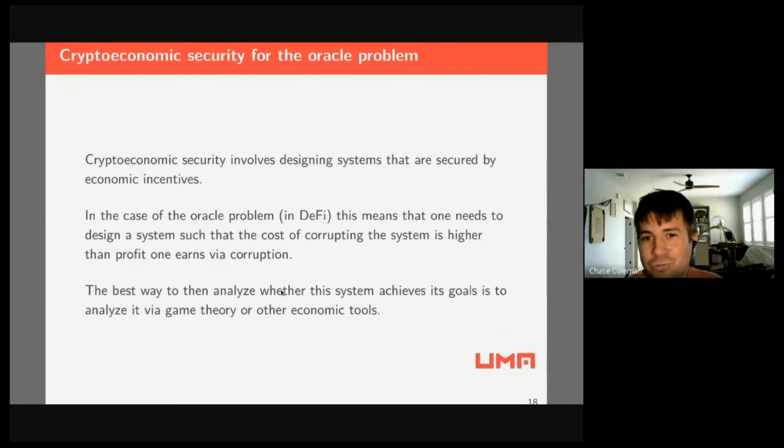So what is cryptoeconomic security in the context of the oracle problem? Cryptoeconomic security involves designing systems that are secured by economic incentives. And this means that we need to design a system for an oracle such that the cost of corrupting the system is higher than the profit one could earn from this corruption. And the best way to analyze whether the system achieves its goals is to analyze it via game theory.